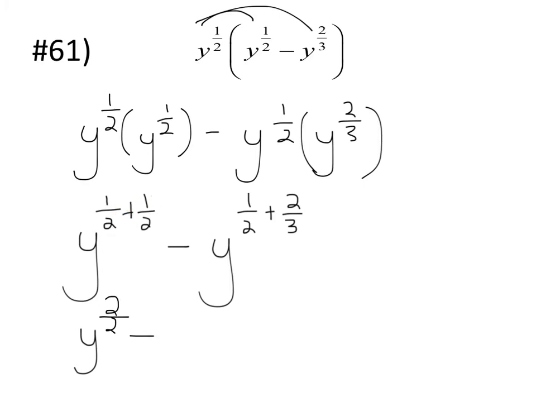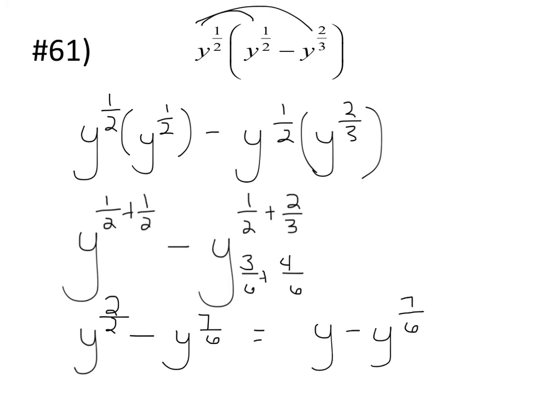Minus, over here, I need a common denominator of 6. 2 goes into 6 3 times. 3 times 1 is 3. 3 goes into 6 2 times. 2 times 2 is 4. So this is going to become y, my common denominator is 6, and then add your numerators to get 7. So my final answer is y to the first power minus y to the 7/6. And you can't take that any further because those are not like terms.